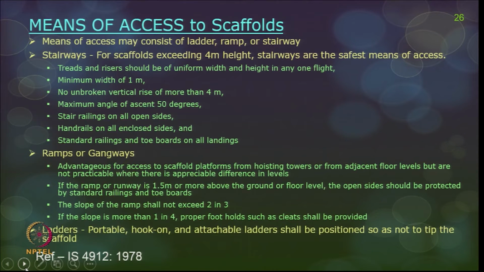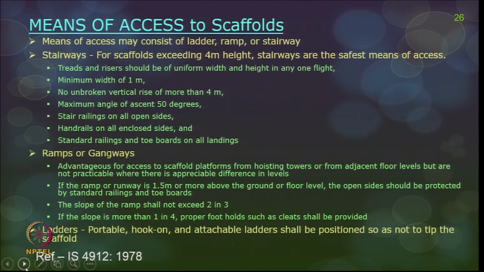Ramps or gangways are advantageous for access to scaffold platforms from hoisting towers or from adjacent floor levels. But if you have a difference in levels between the two platforms, then ramps are not a good solution. If the ramp or runway is 1.5 meters above the ground floor level, then it is recommended to have protection with standard rails and toe boards, and the slope of the ramp should not exceed 2:3. In the sense, for every 2 meters in height, the horizontal length should be 3.